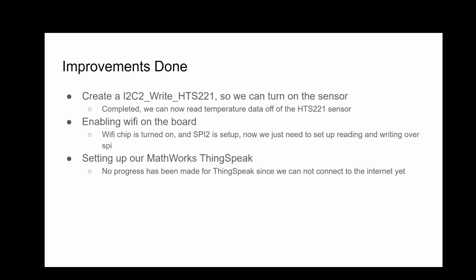The next improvement is enabling Wi-Fi on the board, right? We're able to turn the chip on and we have the communication channel set up. Now we actually just need to read and write over SPI, which is probably going to take us a little bit to figure out how to get the communication working so we can actually connect our board to the internet and start uploading data.